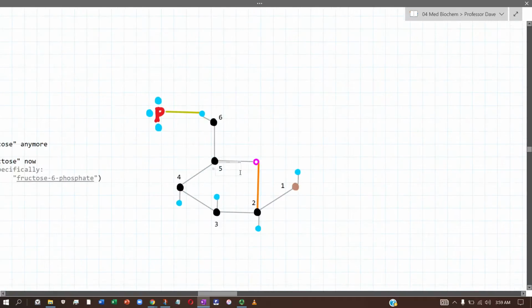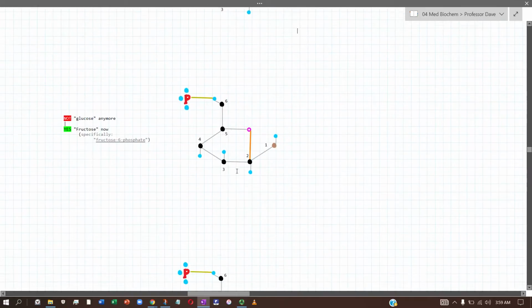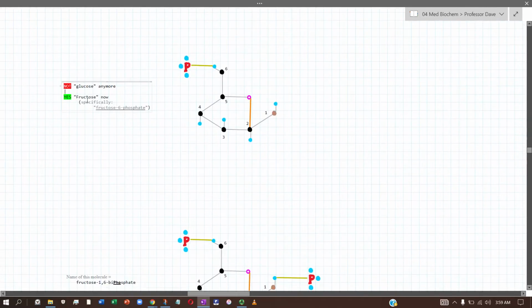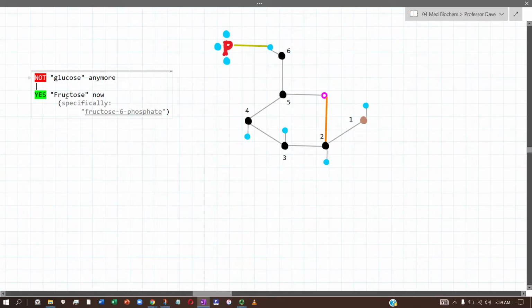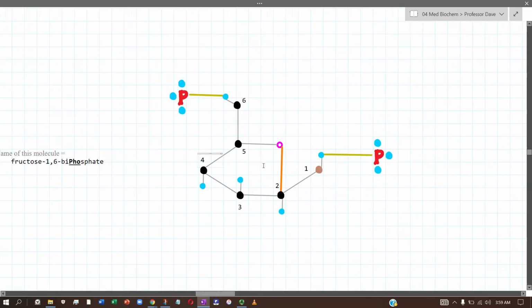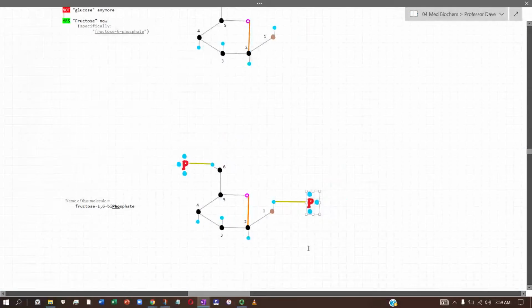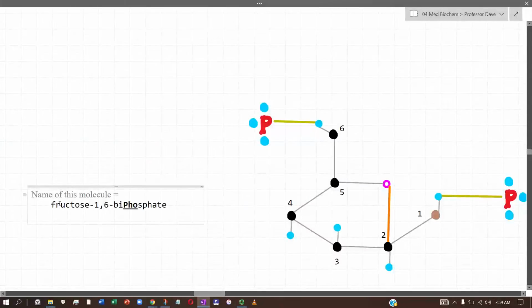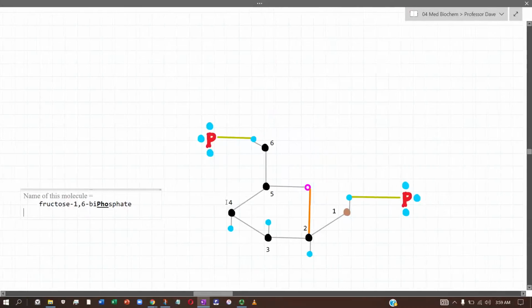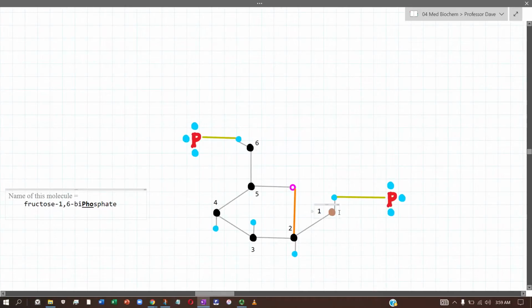So now you have this ring that looks like a pentagon. And what happens next is that the molecule is now called fructose, specifically fructose 6-phosphate, because it has a phosphate on the 6. Cool. So moving on, another phosphate gets added. Boom, there you go. Now this molecule is called fructose 1,6-bisphosphate. That's pretty self-explanatory: there's a phosphate right here on 1 and then on 6.